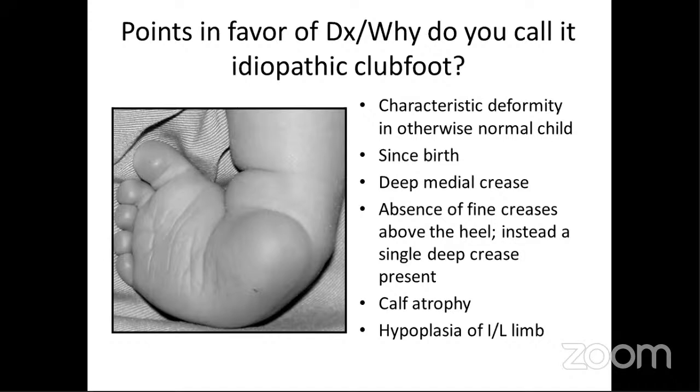It is present since birth, the history will tell you. There is a deep medial crease and a deep cleft or crease just above the posterior tuberosity of the heel. In a normal foot, you will see several fine creases over here. These fine creases form because in utero, the child is able to dorsiflex and plantarflex the foot. Since this is a deformity in plantarflexion, the child was never able to dorsiflex his foot in utero. That is why these stretching marks or fine creases were never formed in this foot. This is one of the most important findings in an idiopathic clubfoot, which you will not find in an acquired clubfoot. Besides that, calf atrophy and hypoplasia of the ipsilateral limb will nail the diagnosis as far as clinically is concerned.